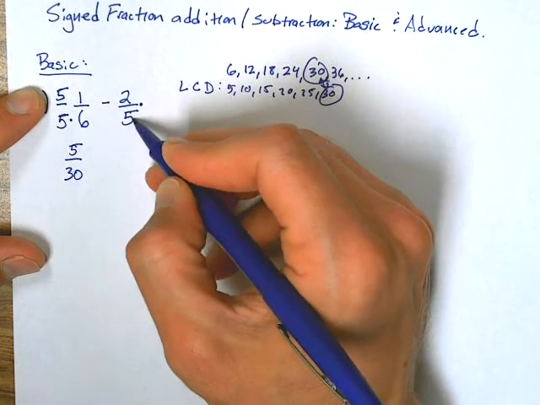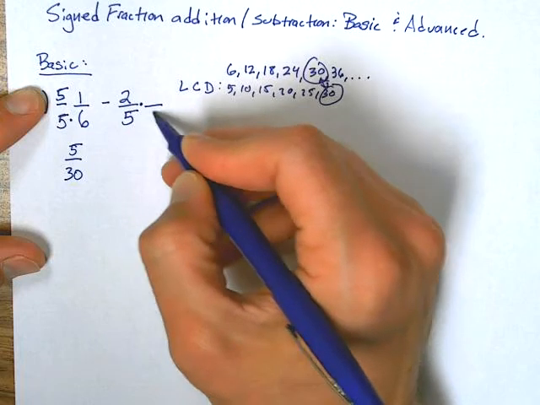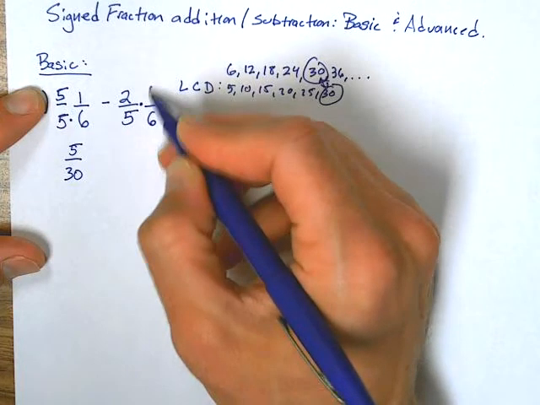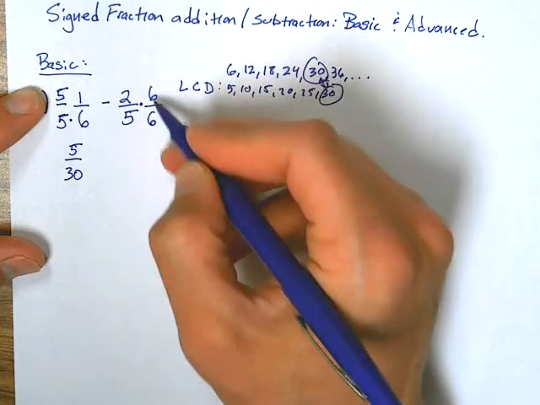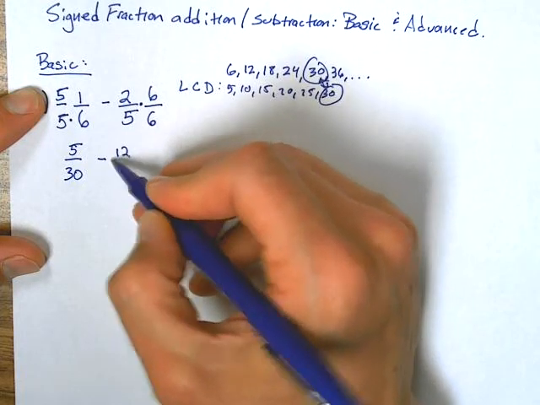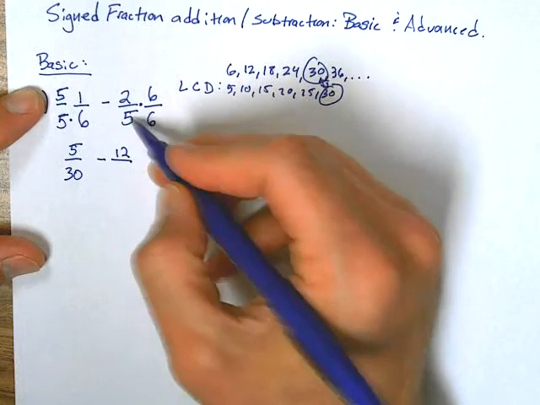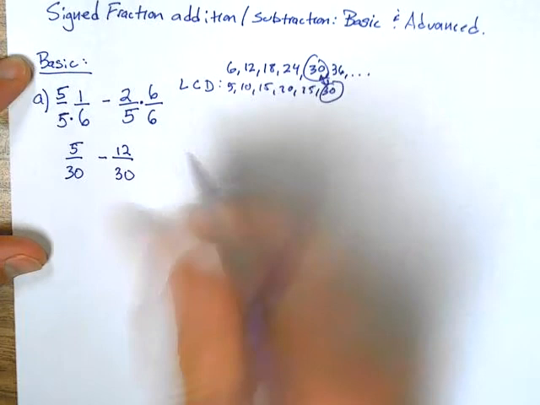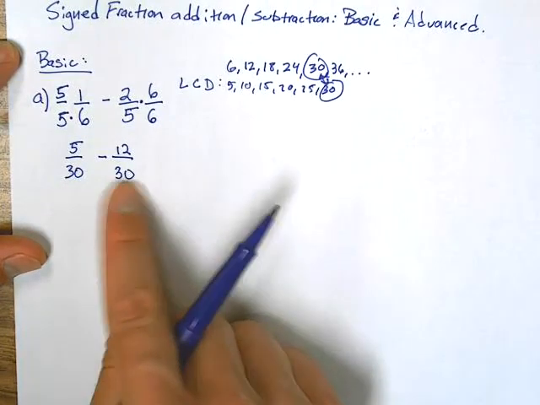Now this fraction, I want to have a denominator of 30 as well. It has a factor of 5. I need to multiply 5 by a 6 to get 30, so I have to multiply this fraction by 6/6. 2 times 6 becomes 12, so I'm going to have a minus 12, and then 5 times 6 is 30. So now I have a common denominator of 30.